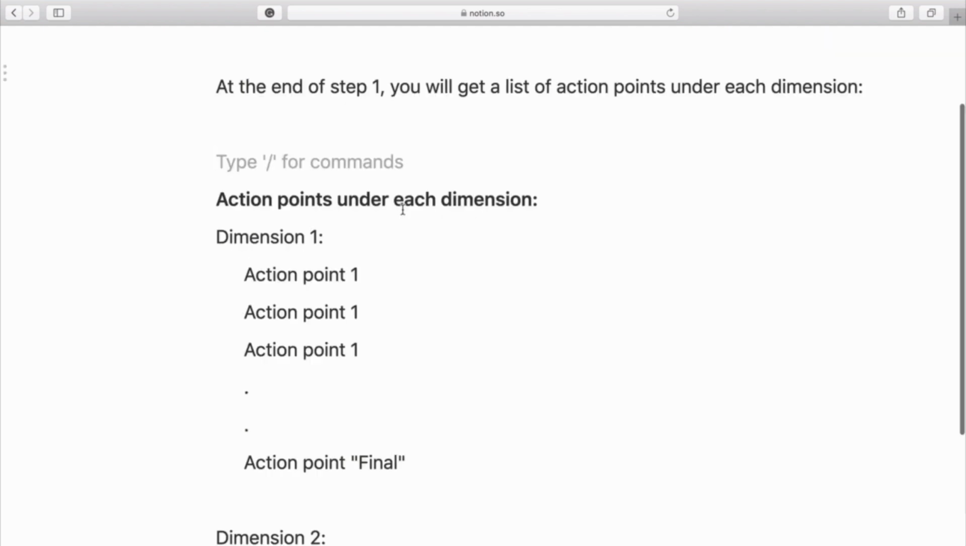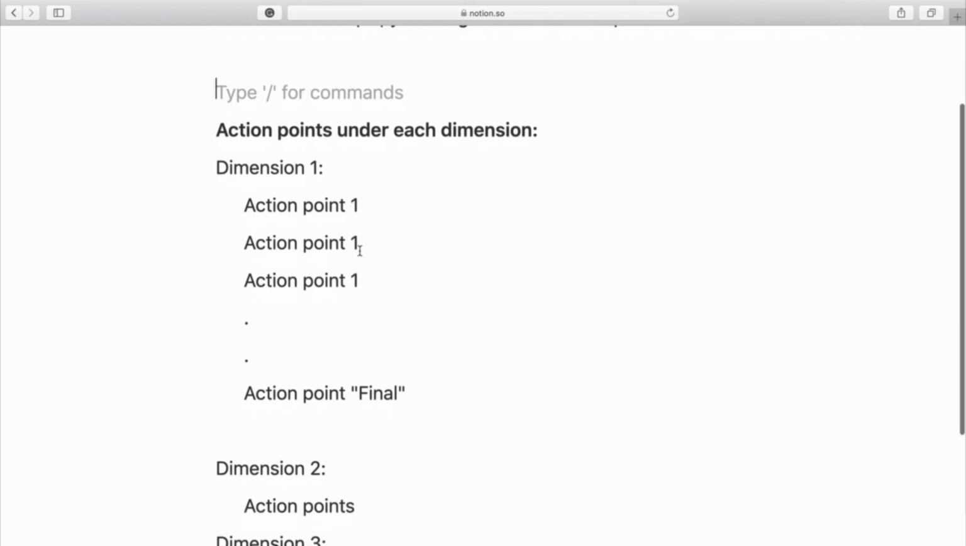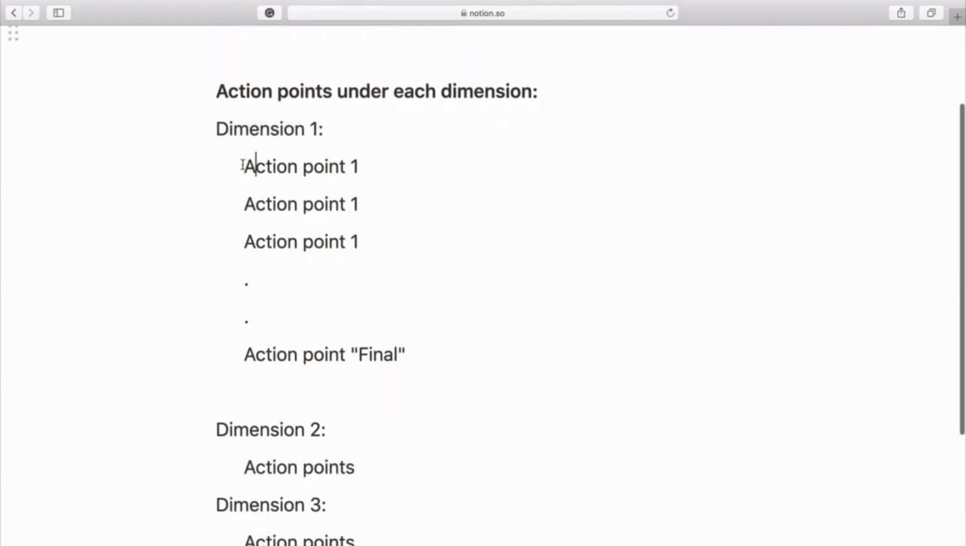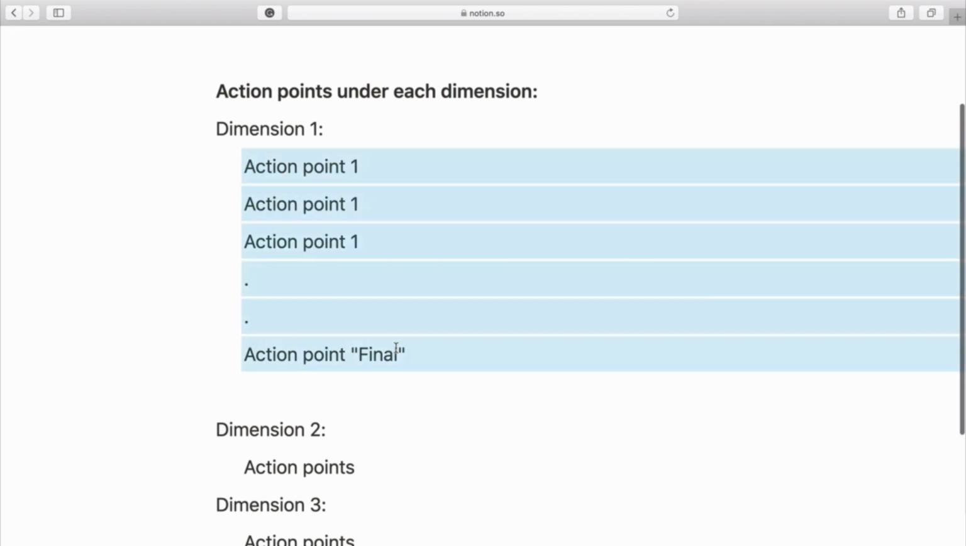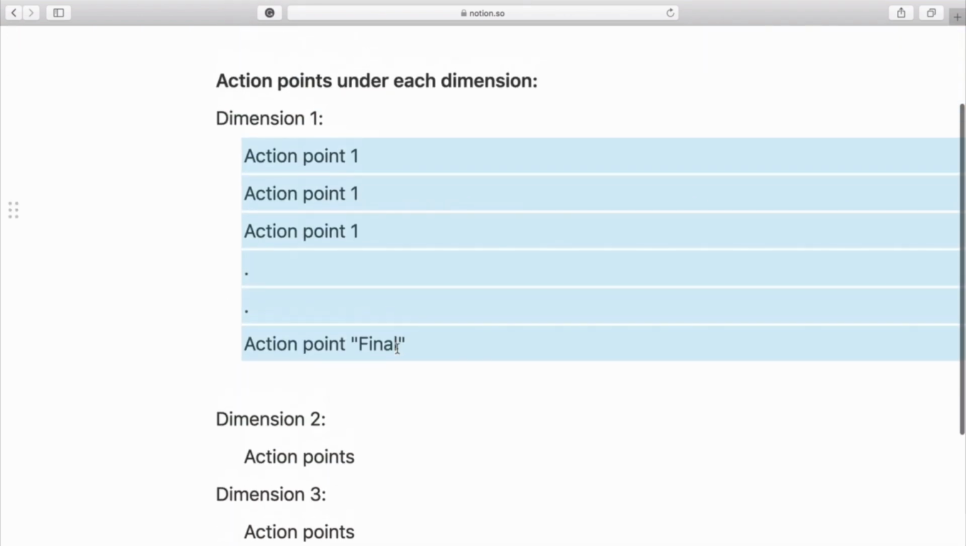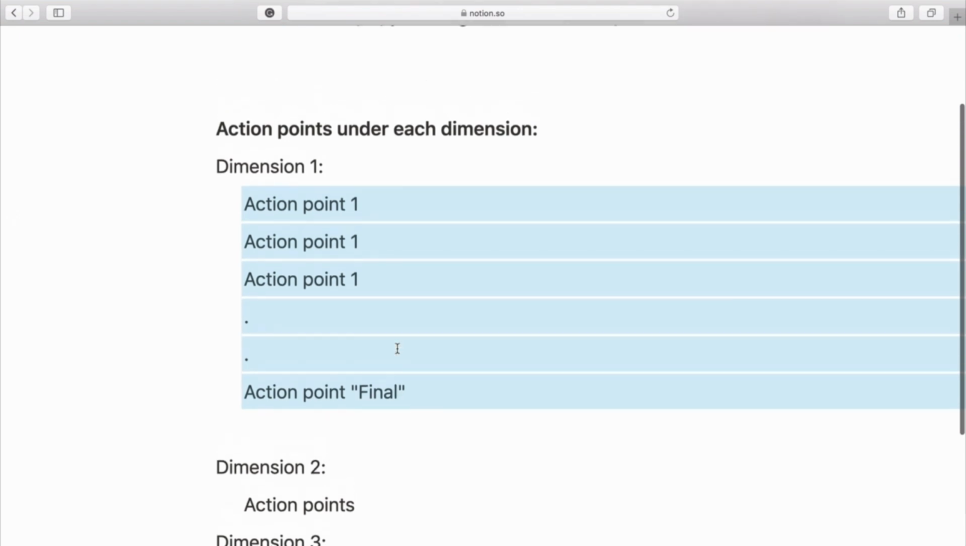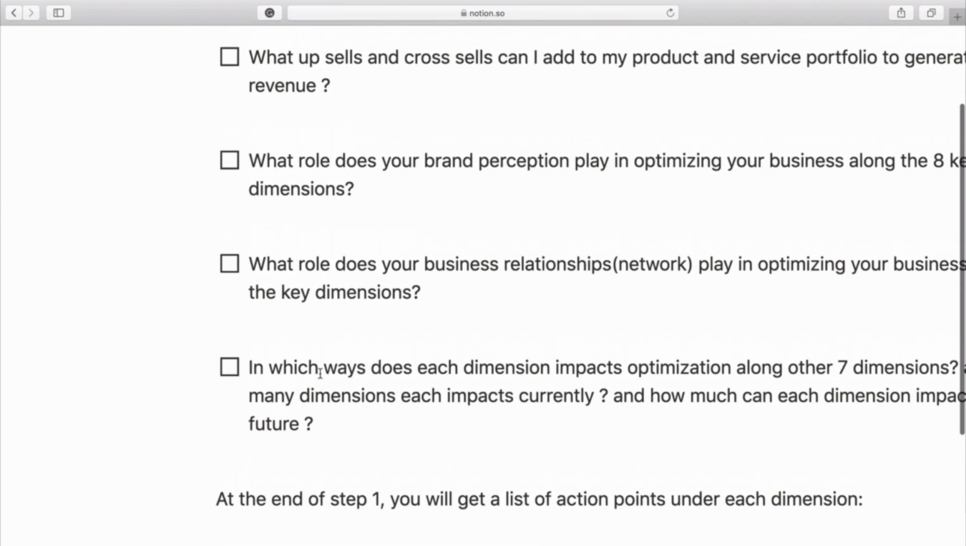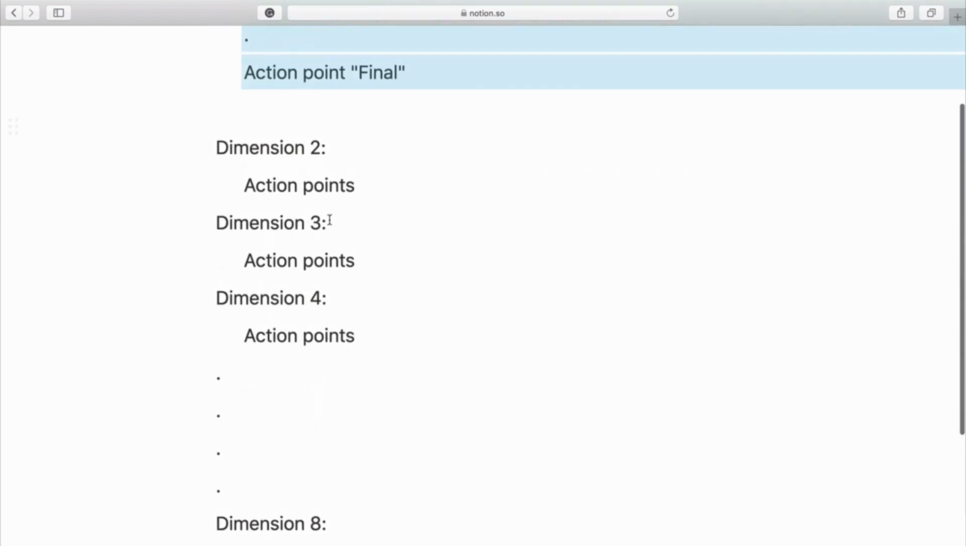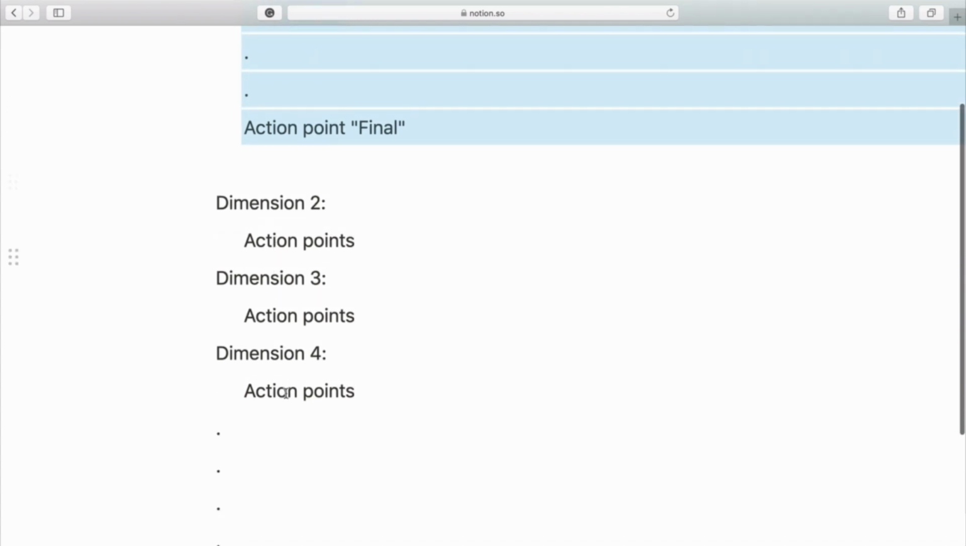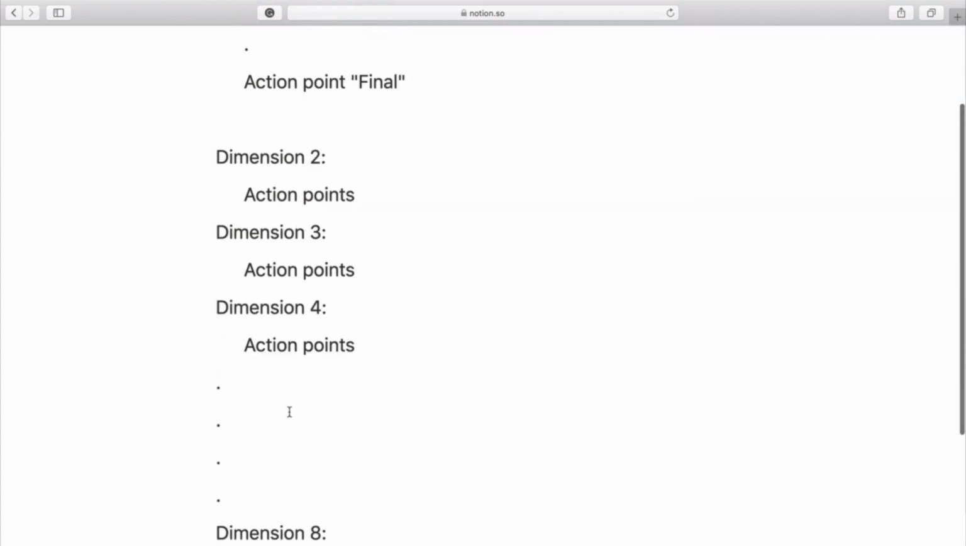So at the end of step 1, you will get a list of action points under each dimension. So you have dimension 1, you will get all the action points listed under that. And these action points are essentially the answers to the questions in the questionnaire. So you just need to group them under each and every dimension so that you can get a preliminary strategy for step 1. It is not the final strategy because we still have to go through step 2 of the strategy formulation process.